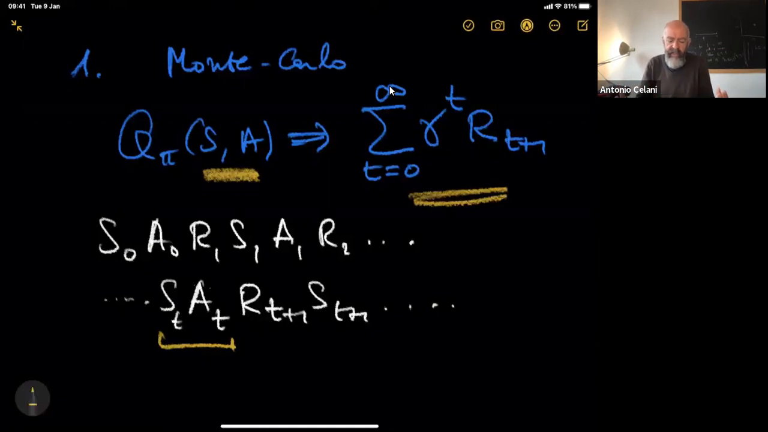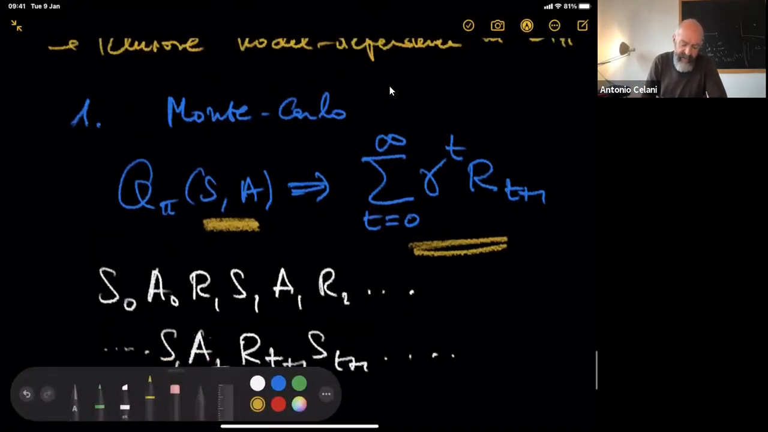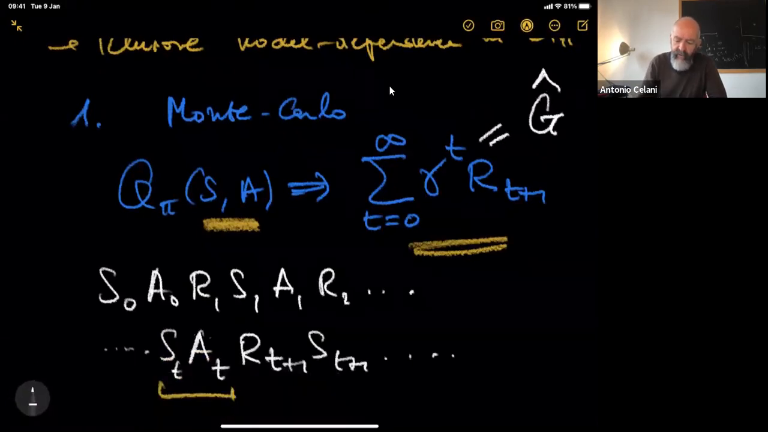Or another way of saying that is that suppose you're simulating your system with your policy. You generate a new state-action pair, and then you just spawn a side simulation which samples all the future rewards starting from that, and therefore returns you your estimate of the goal. So this object here is exactly the Monte Carlo estimator of G.